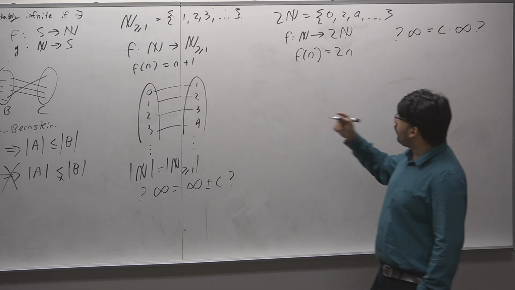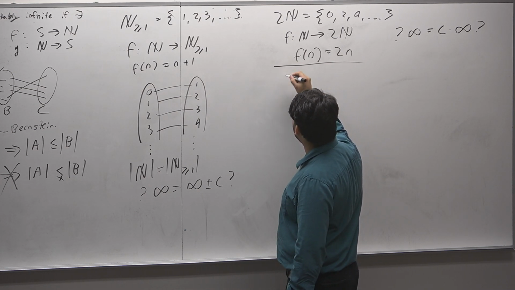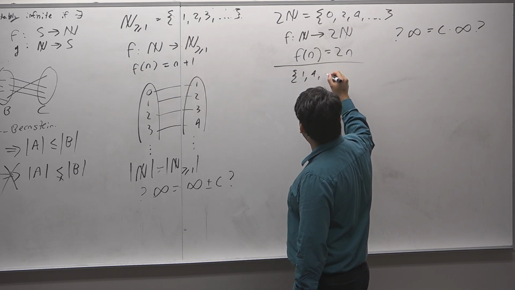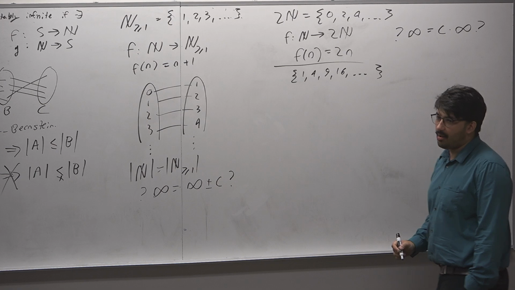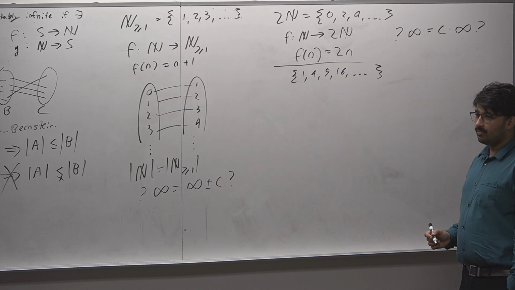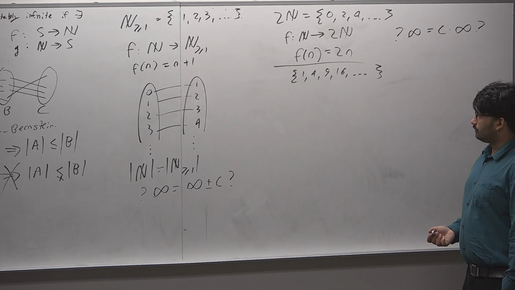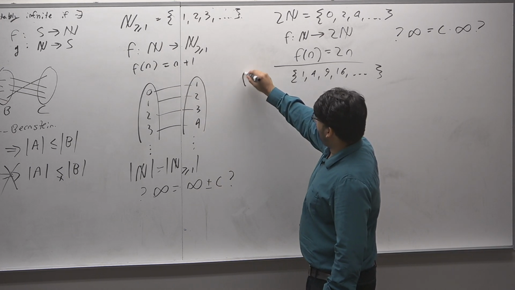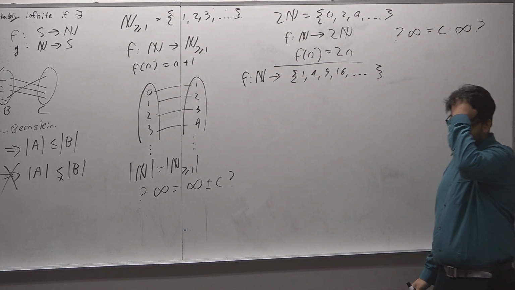Let's do another one. What about the perfect squares? I don't have a name for this set. Let's say 1, 4, 9, 16. Why is such a set countably infinite? Give me a bijection from the naturals to this set. N maps to n squared.